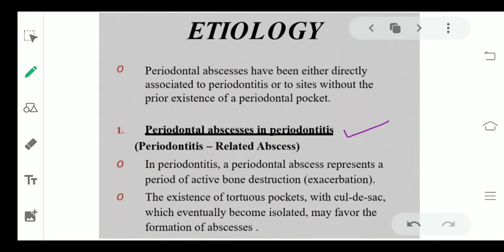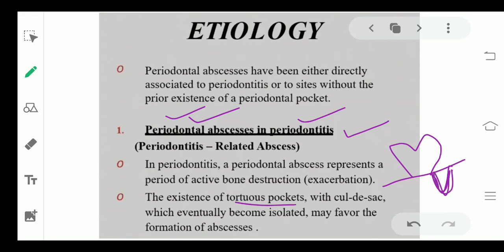In a periodontitis patient, you will see periodontal abscess, and in a periodontal abscess patient, you are going to see periodontitis. So what exactly happens is, whenever there are any tortuous pockets, meaning pockets which are completely isolated from the surrounding structures, for example, this is your pocket here, okay? Whenever there is an isolated pocket, the pus starts to collect inside this pocket. If there was no isolation and the pocket was completely open, then the pus would have oozed out from this place.